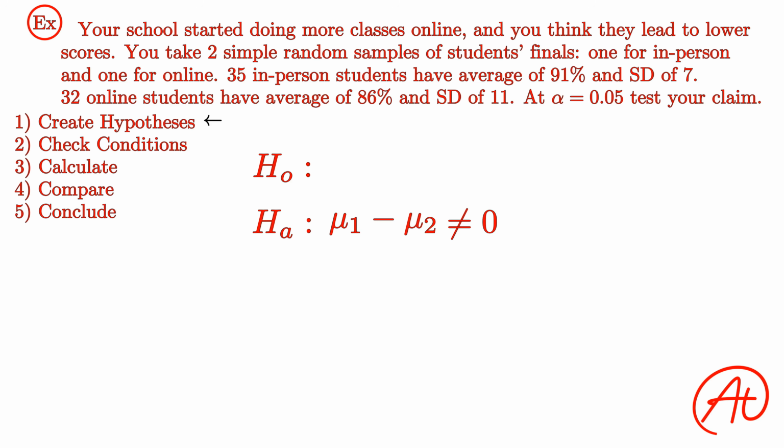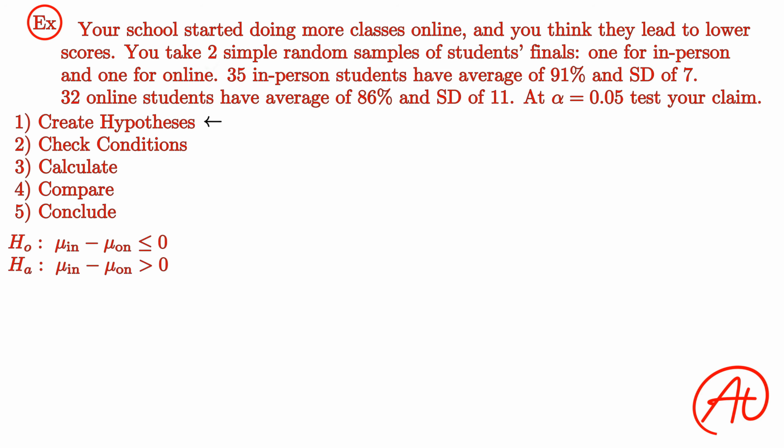For our problem, since we are testing to see whether the true mean test scores for students taking the class in person is greater than the true mean test scores for students taking the class online, our alternative hypothesis would be mu in person minus mu online is greater than 0. Then our null hypothesis is always just the opposite of this, which makes our null hypothesis H sub O, mu in person minus mu online, is less than or equal to 0.